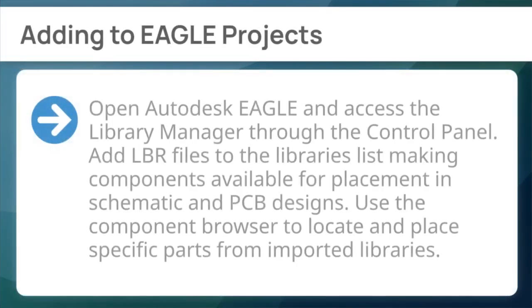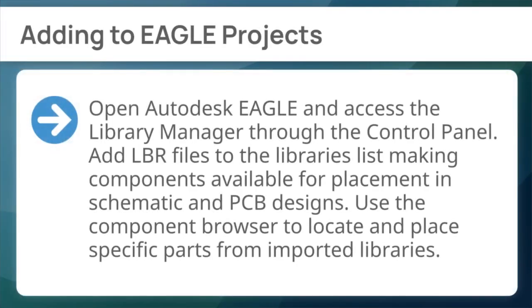First, adding to EAGLE projects. Open Autodesk EAGLE and access the library manager through the control panel. Add LBR files to the libraries list, making components available for placement in schematic and PCB designs. Use the component browser to locate and place specific parts from imported libraries.